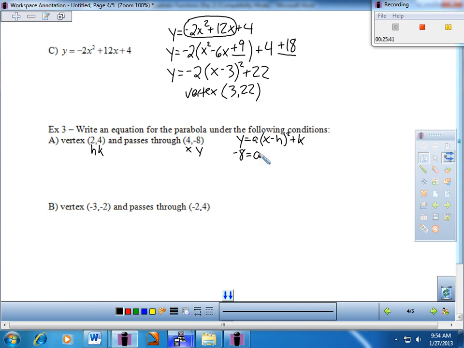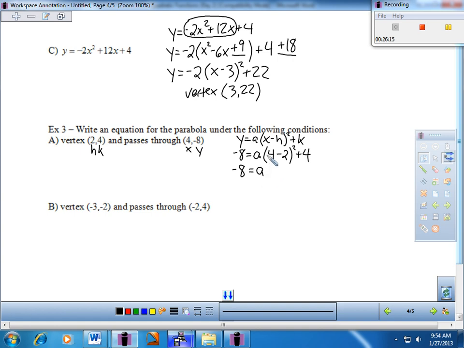A is unknown. The X value is +4. The H value is 2, so I'm going to have a 4 minus 2. Don't forget the squared. And then +4. Now just be careful with your order of operations here. This is multiplication. Well, it's sort of exponent and multiplication and then addition. Exponent comes first, multiplication comes second, and addition would come third. So let's clean this up a little bit before we try to get ahead of ourselves.